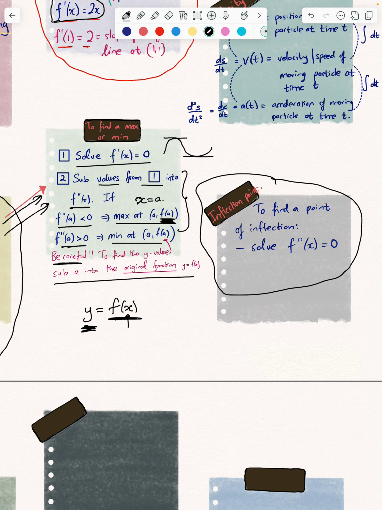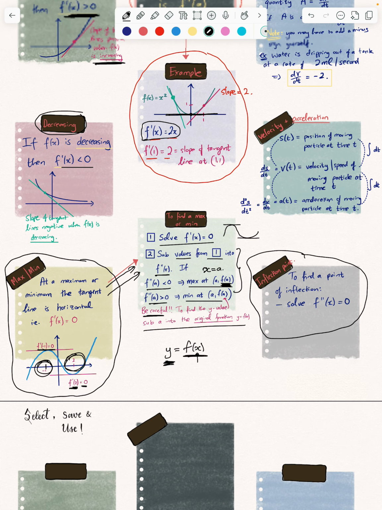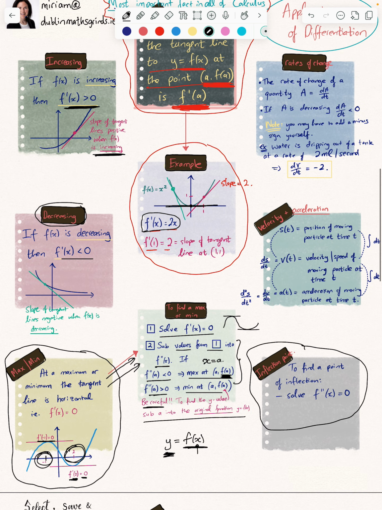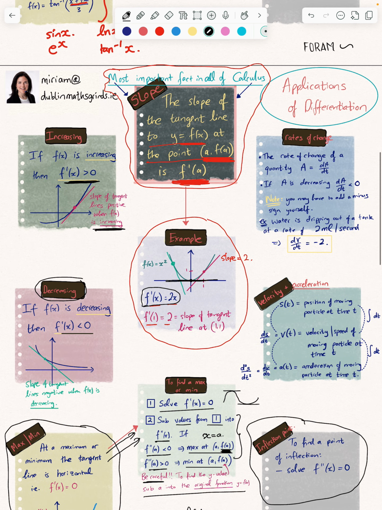Now, all of these things on this page, increasing, decreasing, max, min, inflection point, all the consequences for the derivative, you need to know, whether the derivative is positive, negative, 0, second derivative is 0, you need to know all of those. They're not in your log tables. And the most important fact up here, that the slope of the tangent line at a point is given by the derivative, you need to know that. And we'll talk about rates of change and acceleration tomorrow.